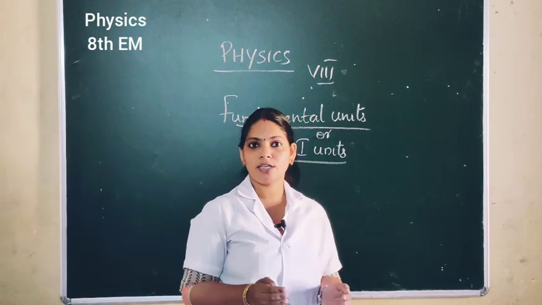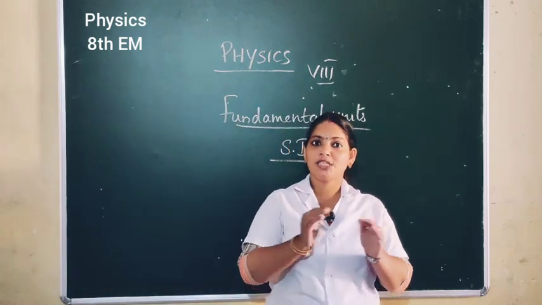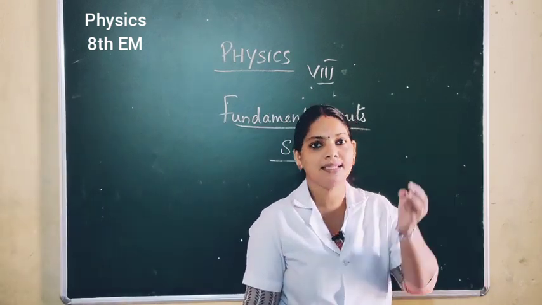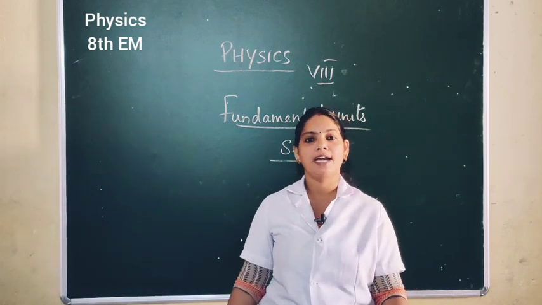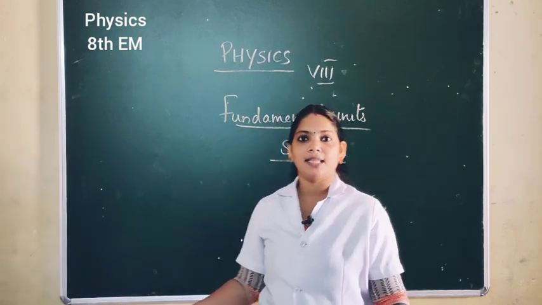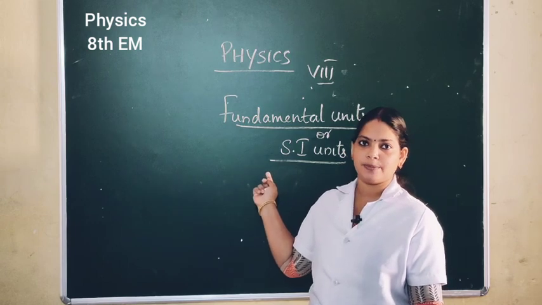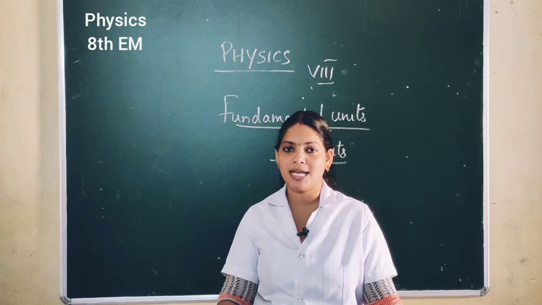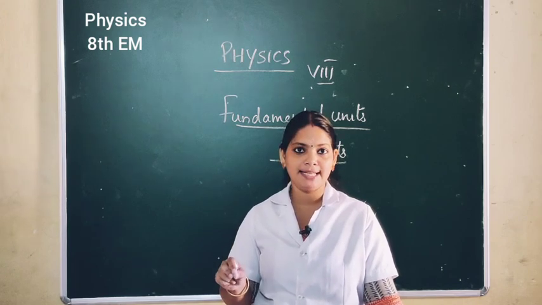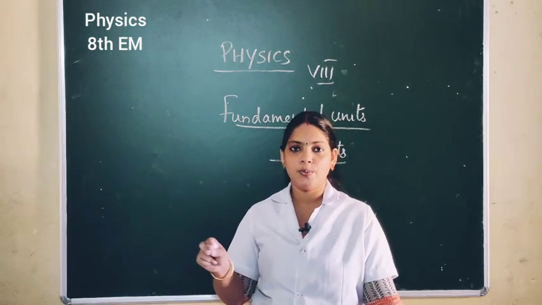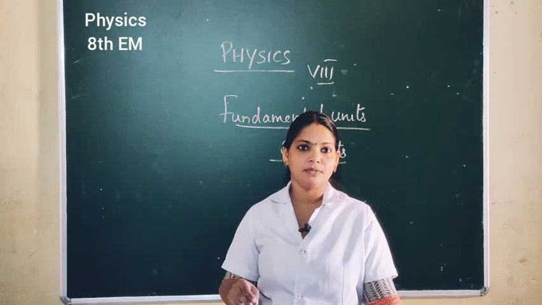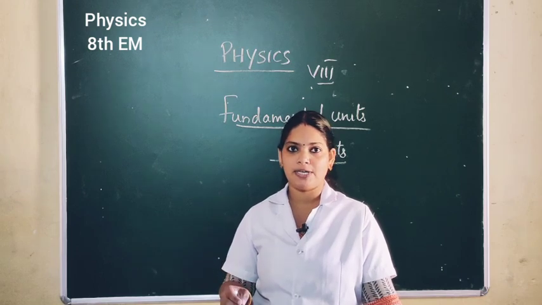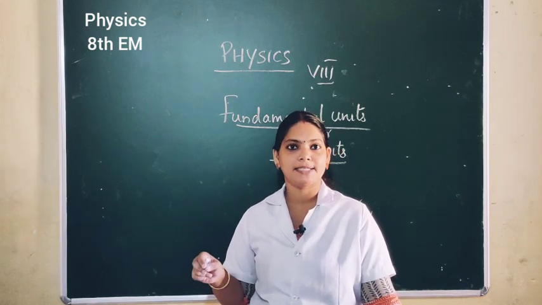So, what are fundamental units? The units which have no relation with each other and cannot be expressed using any other units are known as fundamental units. It is otherwise known as SI units. Three of the fundamental units and quantities you have already learnt. Which are they? Length, the unit of length, meter. Mass, the unit of mass, kilogram. Time, the unit of time, second. So, these three are fundamental quantities and their units are fundamental units.